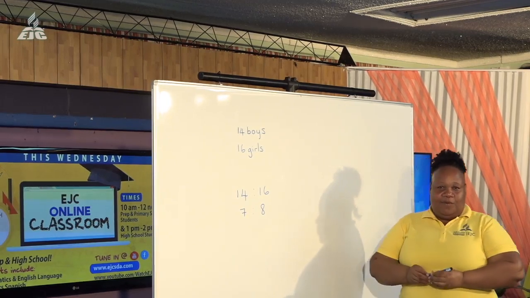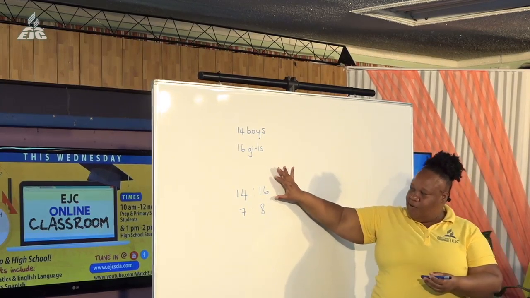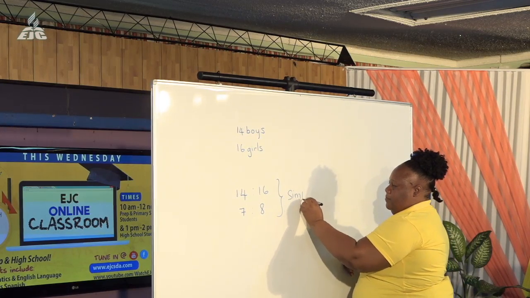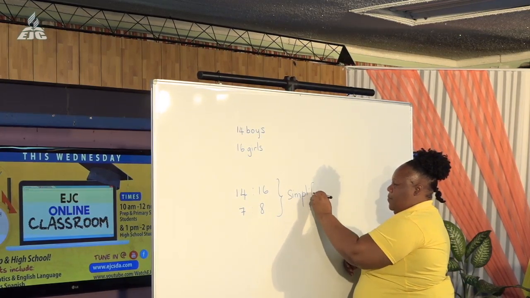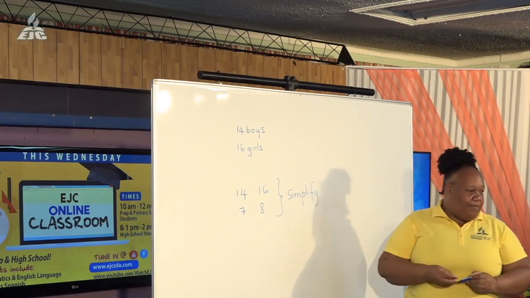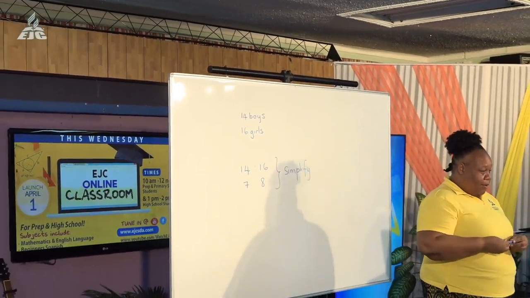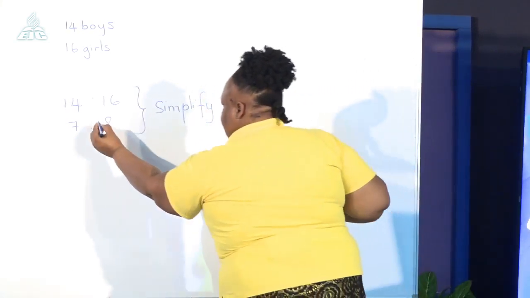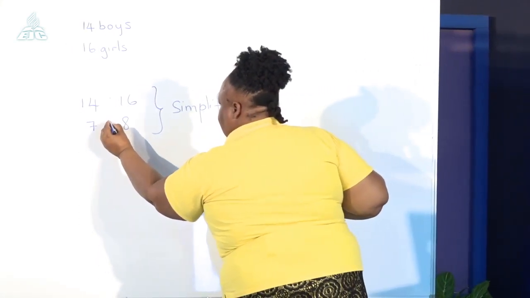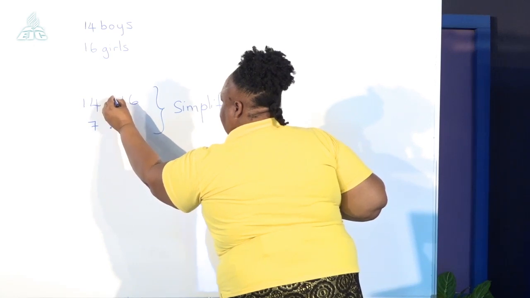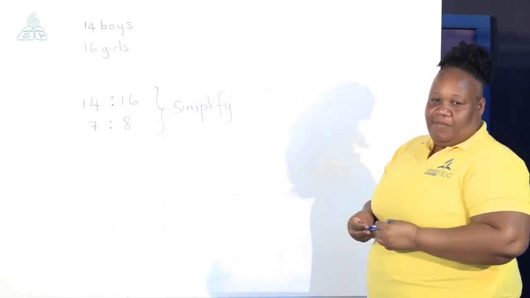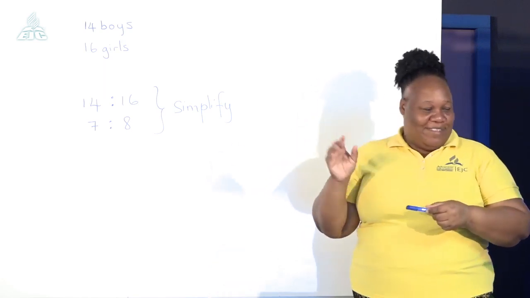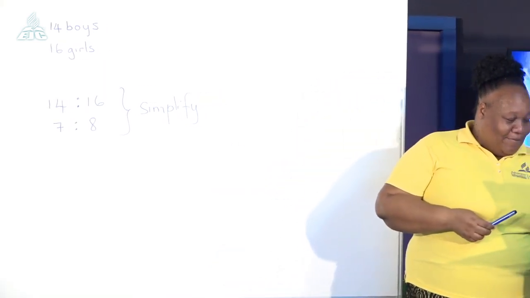So we say this fraction, we simplify. When we simplify, we break it down, make it smaller. Okay, let me just highlight this. So we simplify our fraction, our ratio, sorry. We simplify our ratio.